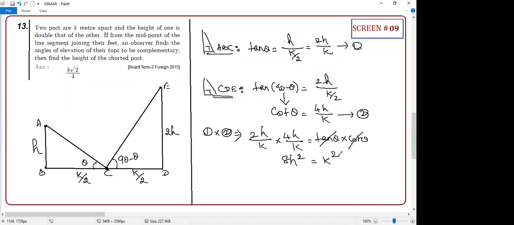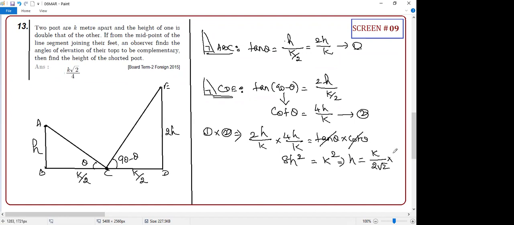Is it correct or not? Yes, sir. Okay, now take a root. But I want H. H square equals K square by 8. Now I understand, they are rationalizing the denominator. Okay, so no space, I'm writing it here. So H equals, directly I'm writing, student, H equals K by 2 root 2.